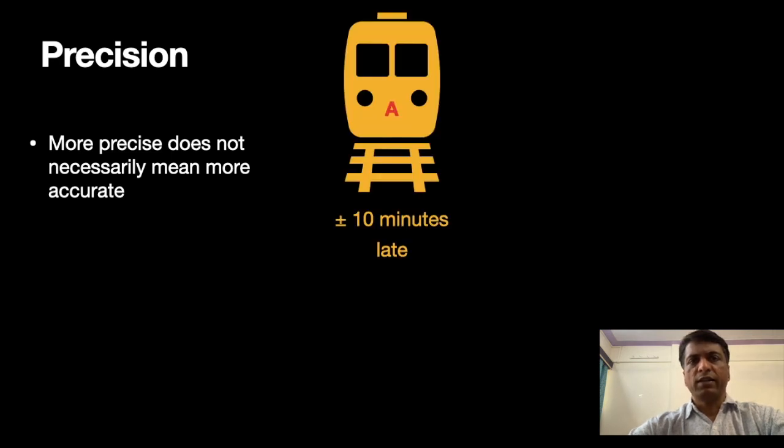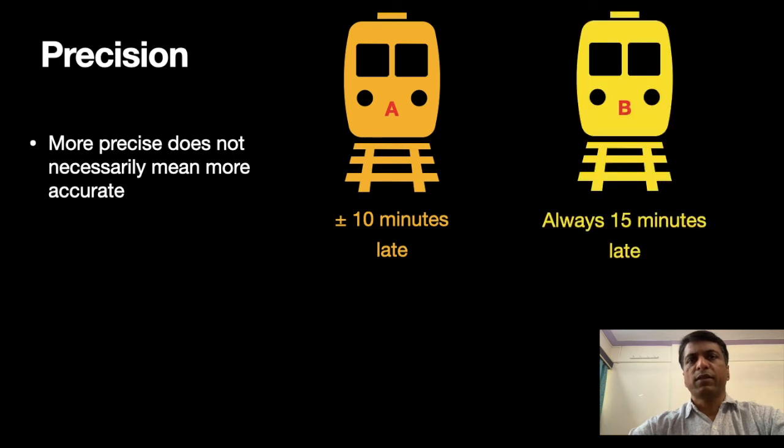Train A reaches its destination plus minus 10 minutes late. Train B is always 15 minutes late. Which one is more precise? Which one is more accurate? So let's look at the answer.